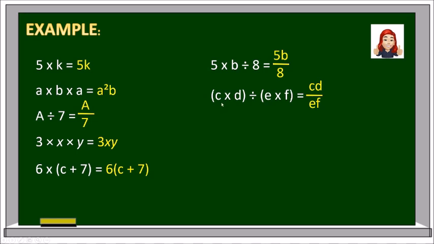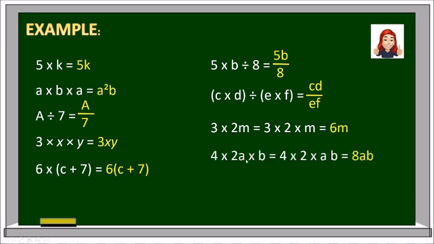Next is 5 times b divided by 8, which is equal to 5b over 8. Another is c times d divided by e times f, which is equal to cd over ef. Another is 3 times 2m, which is equal to 3 times 2 times m, which is equal to 6m. Next is 4 times 2a times b, which is equal to 4 times 2 times ab. So it's 8ab.